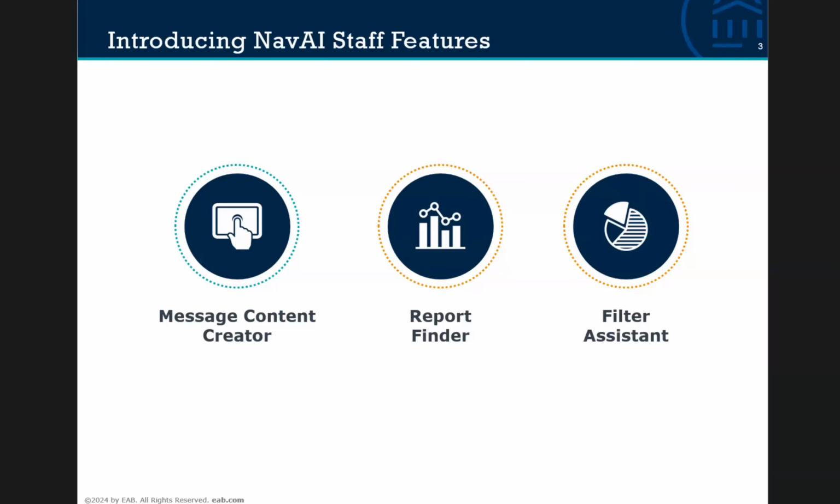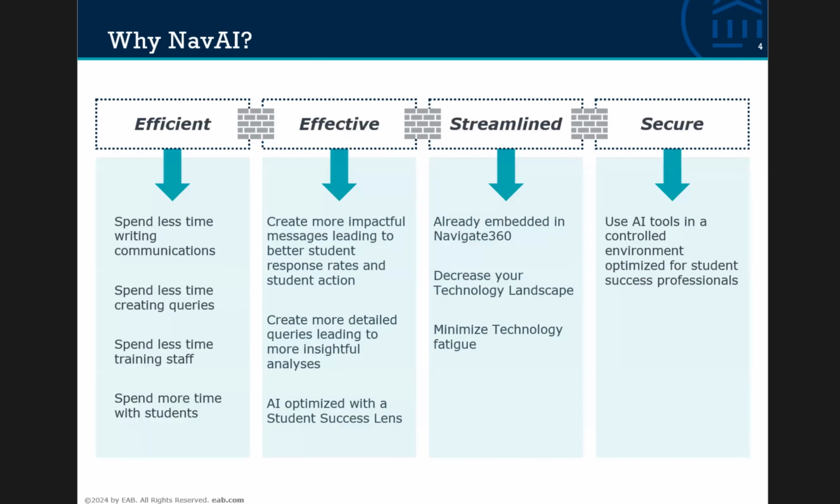So first, just an overview of some of the new Nav AI features that exist. There's three main ones: message content creator, report finder, and filter assistant. Those last two fall into what we're titling the report assistant. And we're going to start with why we decided to go down the path of creating some more AI tools. It really started with being more efficient and more effective, right?